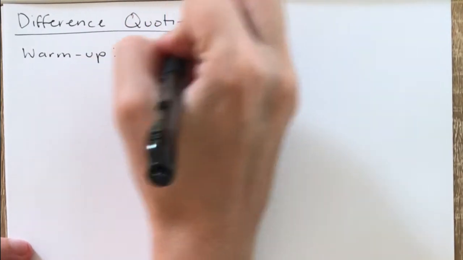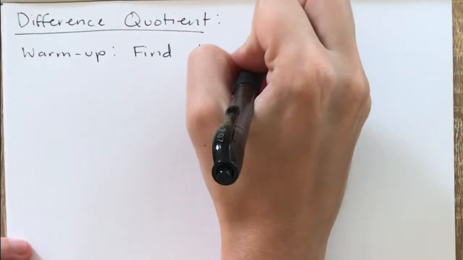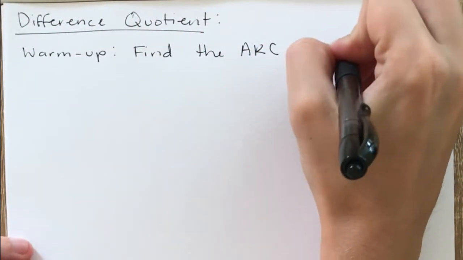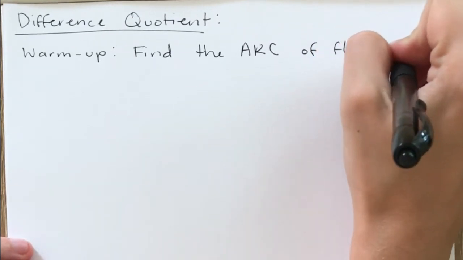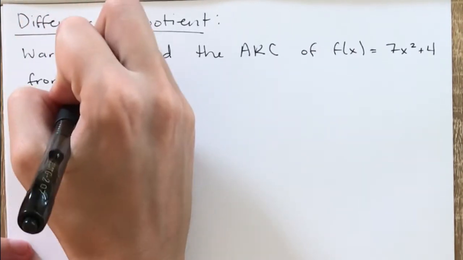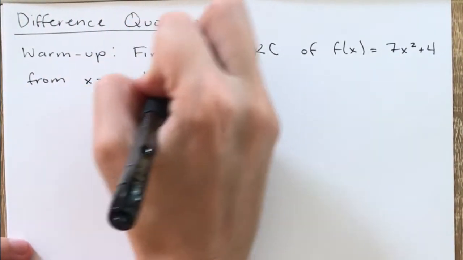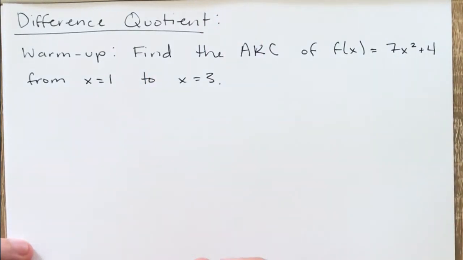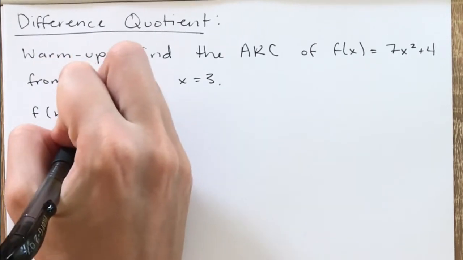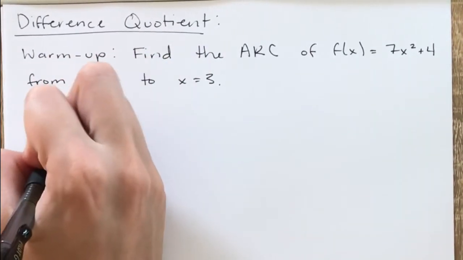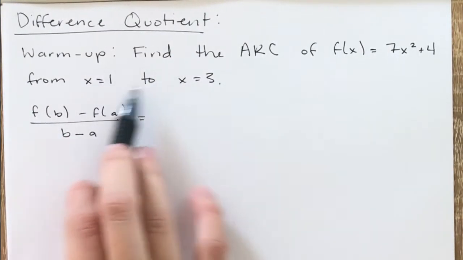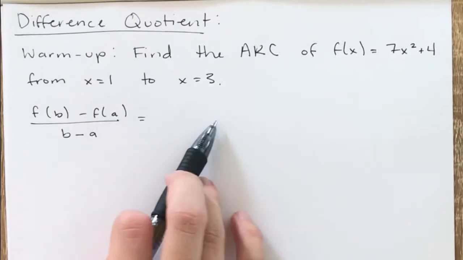So find average rate of change, again we abbreviate that usually ARC, of the function f of x equals 7x squared plus 4, let's say from x equals 1 to x equals 3. Remember our formula for that was f of b minus f of a over b minus a, right? A and B just being the endpoints of where we were looking at. It didn't matter which order we put them in.